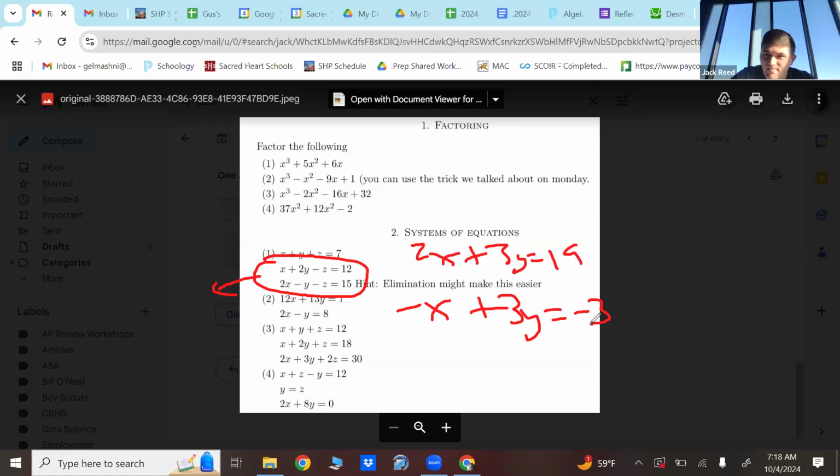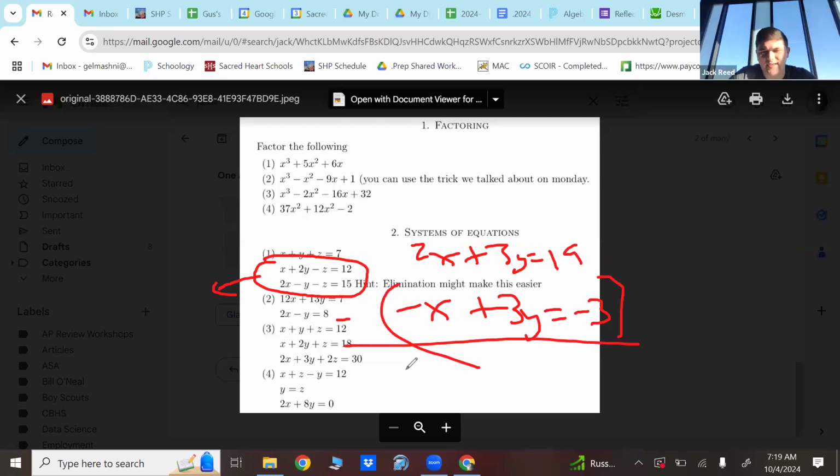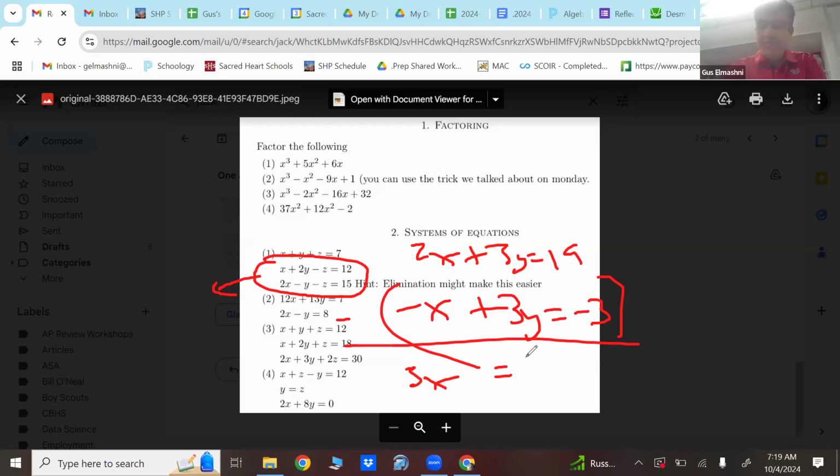What'd you say? How would you work that out? So should I add or subtract those equations? What if I subtract these two? If you subtract it, you'll be left with x. 3x equals what? 3x equals 22.